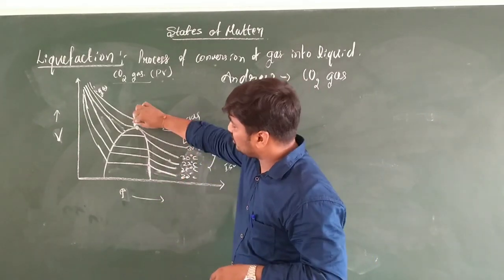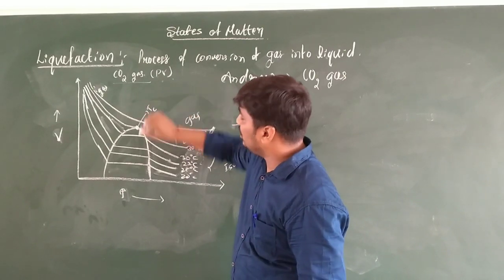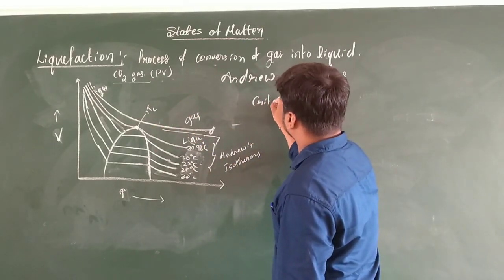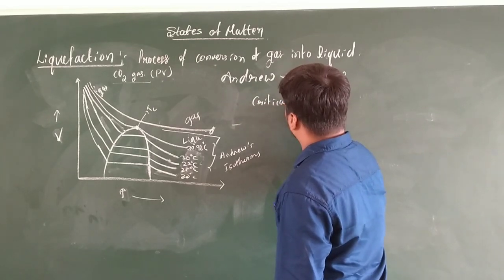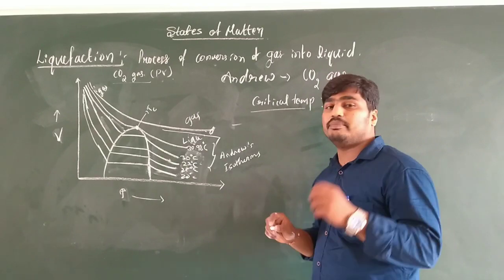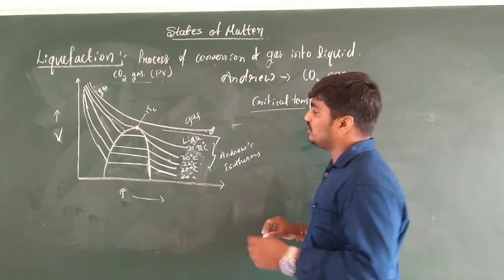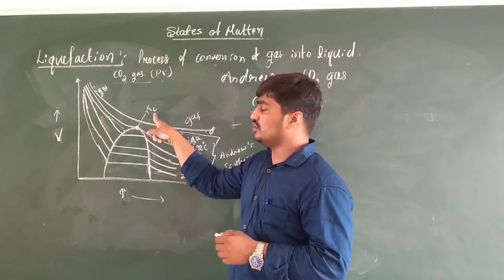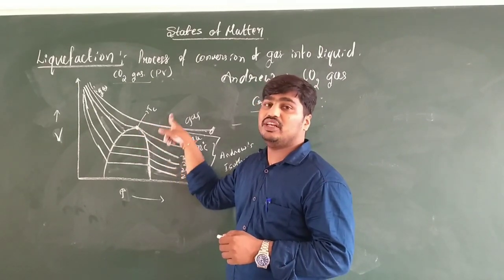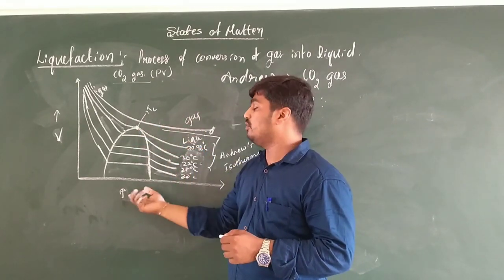Therefore this temperature is known as TC. It is nothing but critical temperature. What is the meaning of critical temperature? What is the definition? Critical temperature is nothing but the temperature above which gas can't be liquefied however much pressure we can apply.